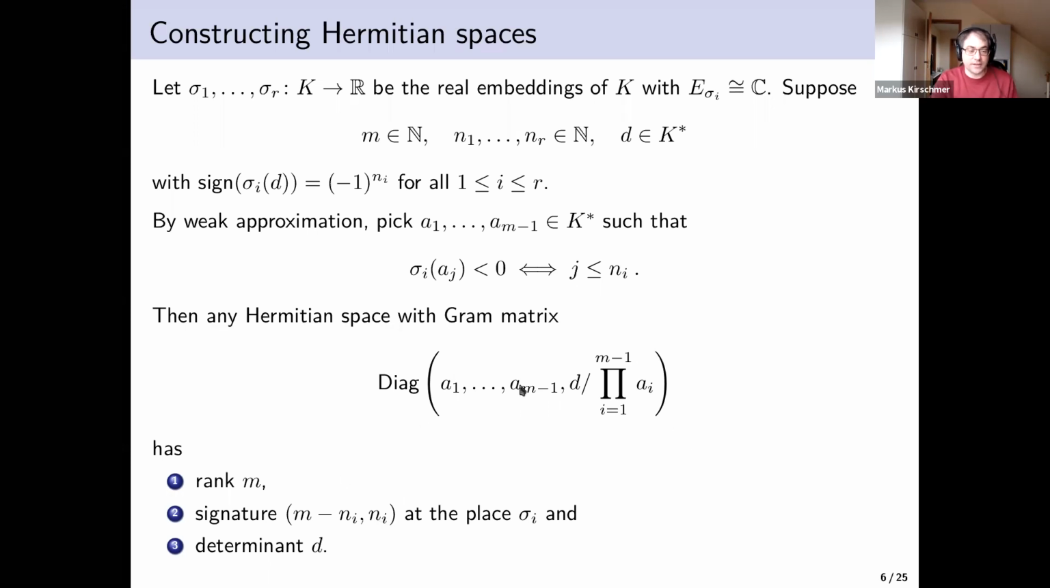So the rank of my space will be m. It has the correct number of negative entries at the ith place, so it has the correct signatures. And the determinant obviously is d, since the product of the diagonal entries is d. And therefore this is a correct space. So finding such a space is not really hard.